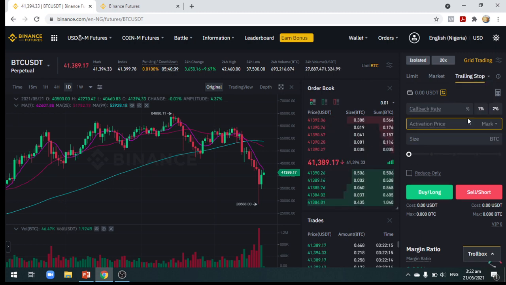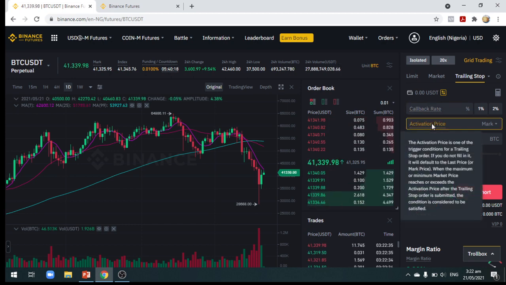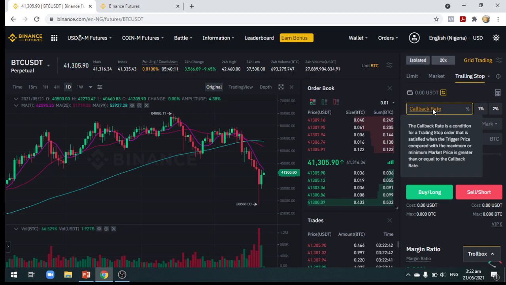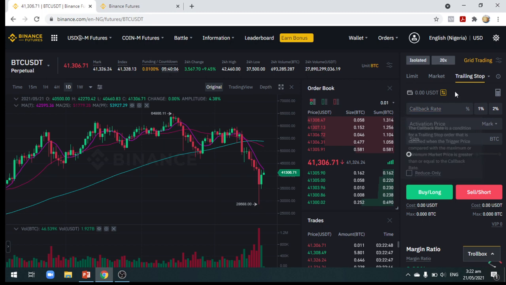So trailing stop allows you to kind of lock in profit. Okay, so a trailing stop order allows you to lock in profit by enabling a trade to remain open and continue as long as the price is moving in the direction favorable to the trader. So when the price moves in the opposite direction, the trail stops and the position is closed. So basically what happens here is this.